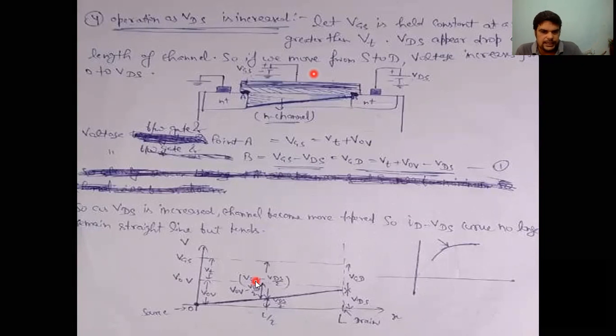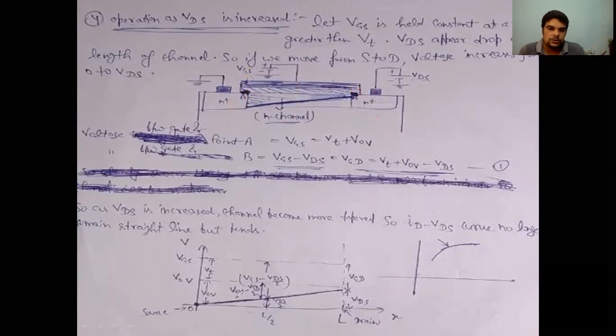And for the effect of VDS, we will take the average, because the voltage at the drain terminal is VDS and at the source it is 0. So we will take the average of that, that is half of VDS. So the effective voltage will be the overdrive voltage minus half of VDS. Okay, so this will be the voltage here.